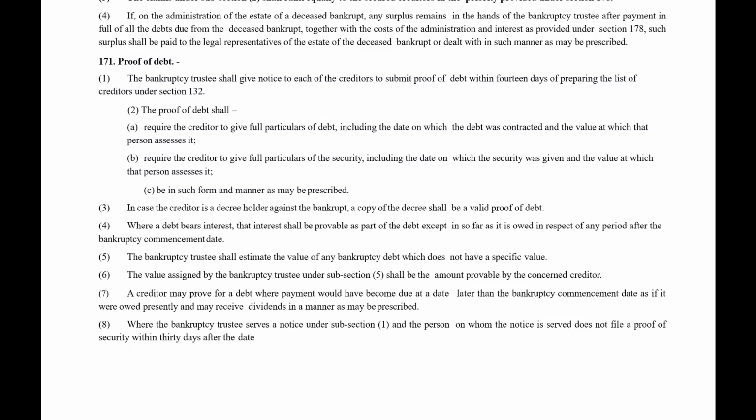Require the creditor to give full particulars of the security, including the date on which the security was given and the value at which that person assesses it. इसी तरह से जो सिक्योरिटी है उसका भी वैल्यू बताइए, आज की डेट में कितना वैल्यू है। ठीक है, suppose a house has been mortgaged, तो वो दिया था 5 साल पहले, अब आज की डेट में उसकी क्या वैल्यू, वो भी बताइए। ठीक है, be in such form and manner as may be prescribed, section 171 proof of debt.